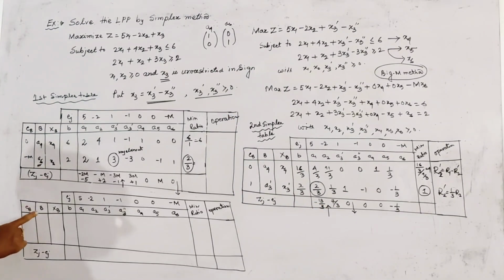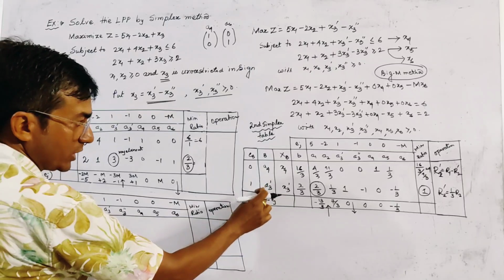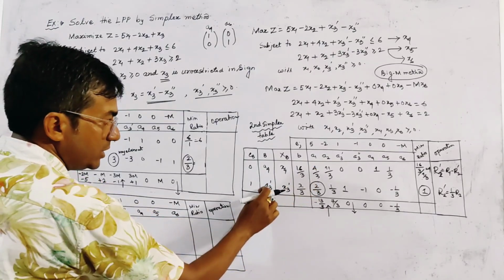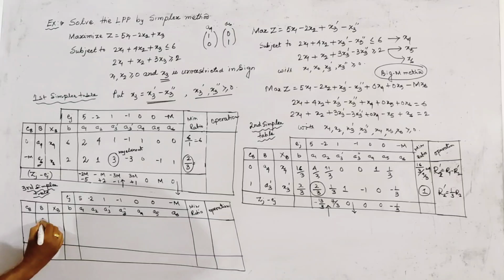The basis column of the third simplex table. This is the third simplex table. What is the basis column? Basis column is A4 and A1, because A1 enters the basis in place of A3 dash. So here we write A4 and A1, and correspondingly the variables x4 and x1. Okay, this is A1, and now x4 or A4 is given by 0, and A1 is given by 5, right?